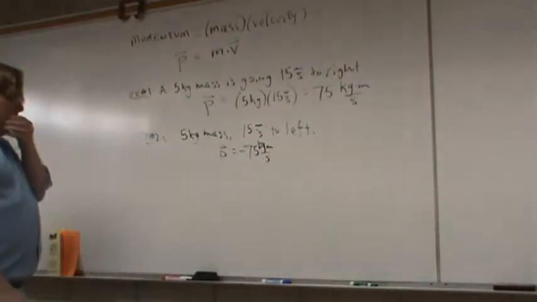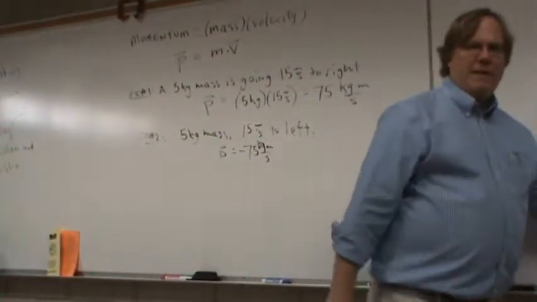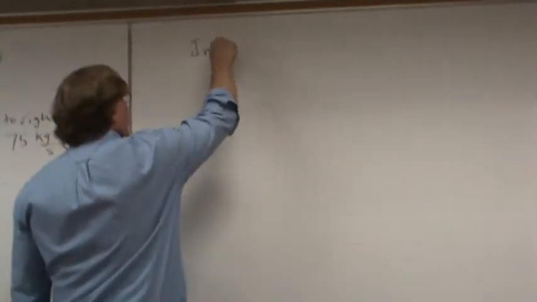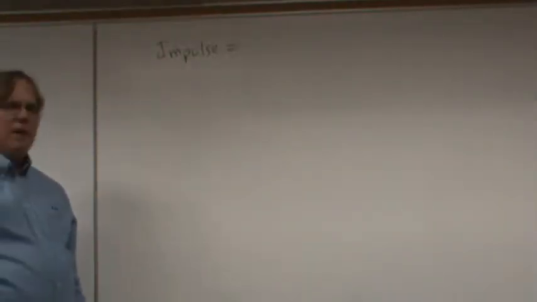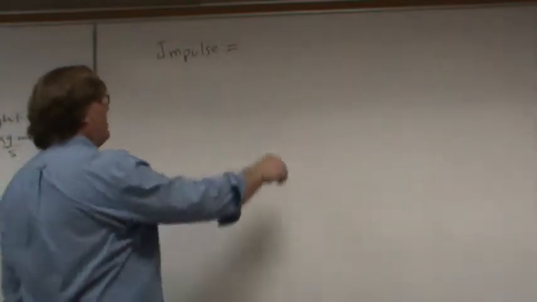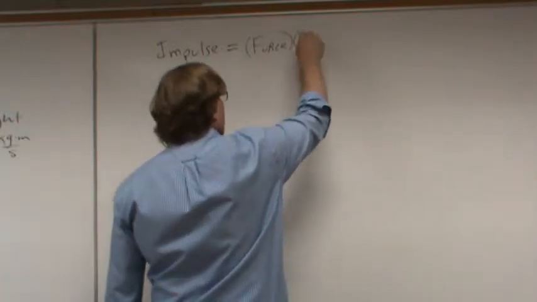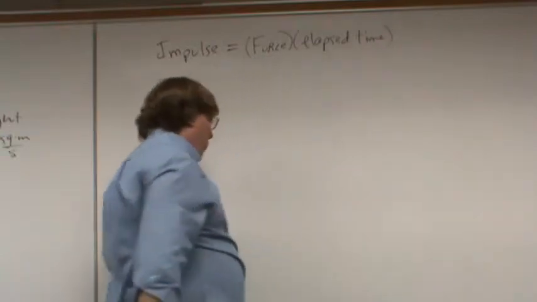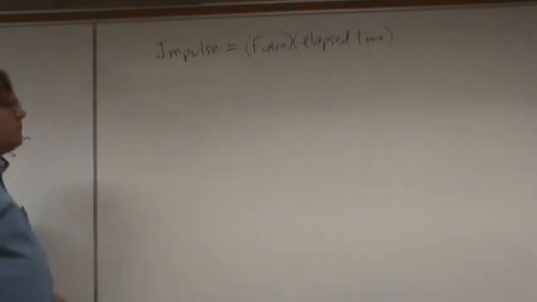Alrighty. But hey, that's momentum. Now I'm going to teach you about another quantity. Thanks, Gavin. The quantity called impulse. And with impulse, we're going to define two more seemingly unrelated quantities. Those quantities, force and time. So impulse is equal to force times, if you prefer, the elapsed time. That is force times the time over which you're exerting that force.